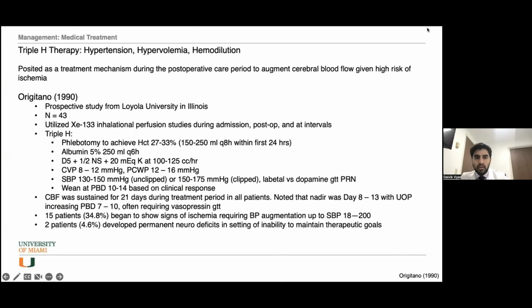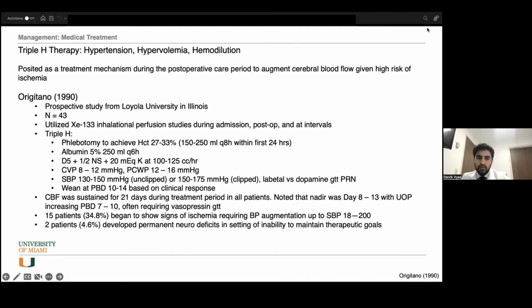And Origitano out of Illinois published this first paper in 1990. And in a 43 patient cohort, they utilized xenon 133 inhalational perfusion imaging to basically, at time intervals, including admission, post-op, and during the postoperative period, look at whether or not there was a cerebral perfusion response to Triple H therapy. And the criteria that they used was they phlebotomized patients to maintain a hematocrit between 27 and 33% within the first 24 hours of presentation.